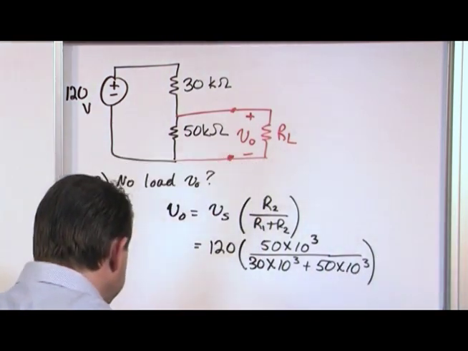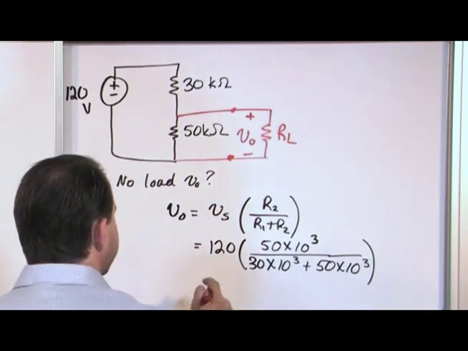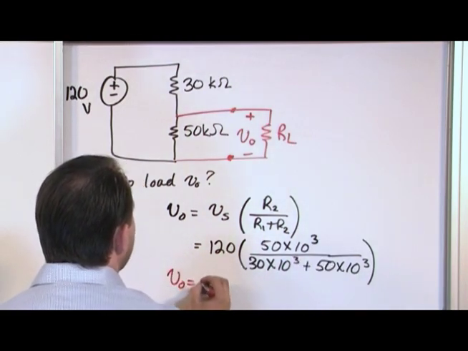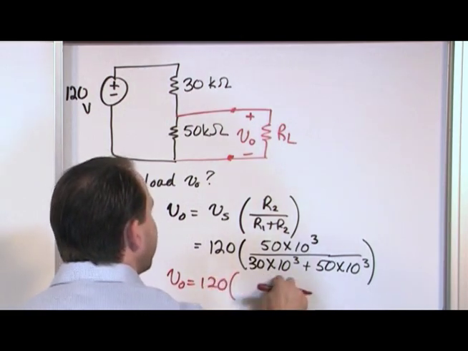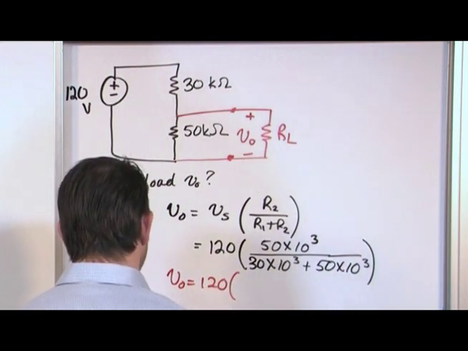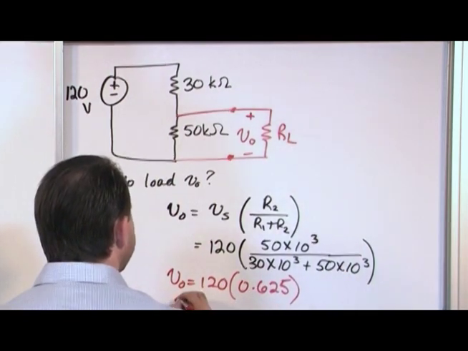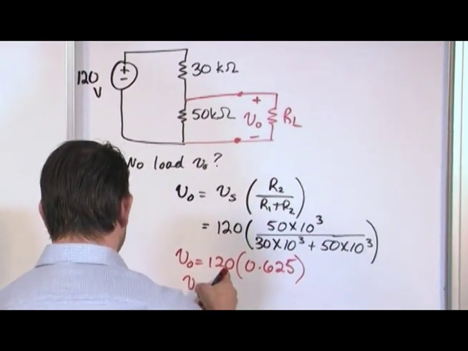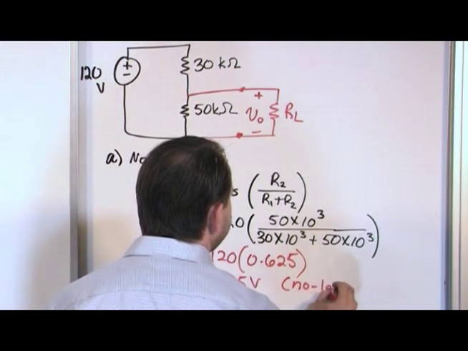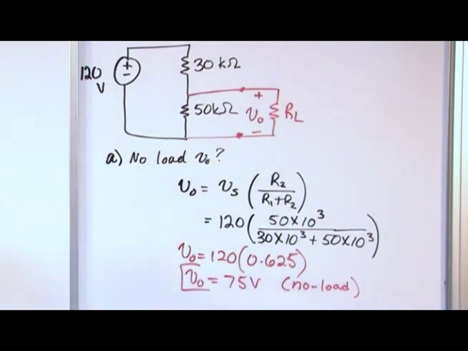Right? So what you need to do is add all these things together and do the division. So what you're going to get is V naught is 120 times, inside here it should always be a decimal. When you take this and divide by this, you're going to get 0.625. So V naught, when you multiply by 120, is 75 volts. And I'm going to put no load, just like this. So this is what we call a no load voltage.